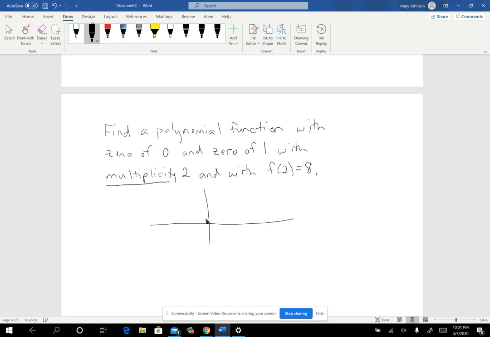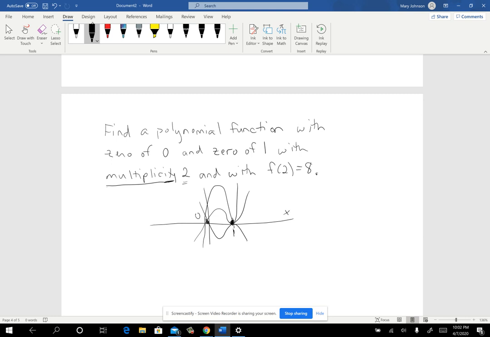We have a 0 of 0. We have a 0 of 1. The 0 of 1 has multiplicity 2, it says. That just means it's going to bounce there. It's going to touch and turn, okay? And I don't really know how it's working. I don't know whether it's going to do it from the top like that, or whether it's going to come from the bottom, and I don't know how steep it is either. I don't know my adjustment factor, okay? But what I do know is it crosses the x-axis at 0, and it crosses the x-axis at 1.